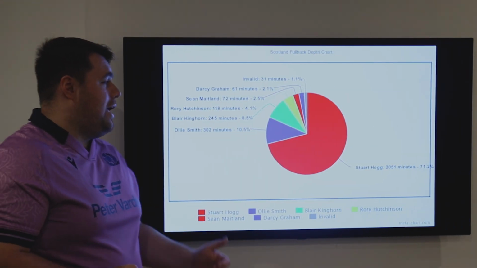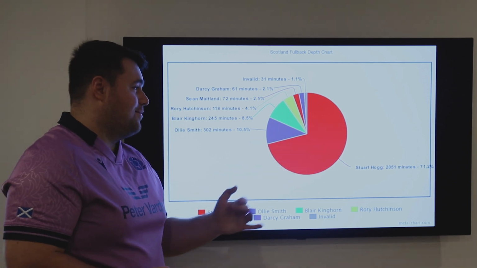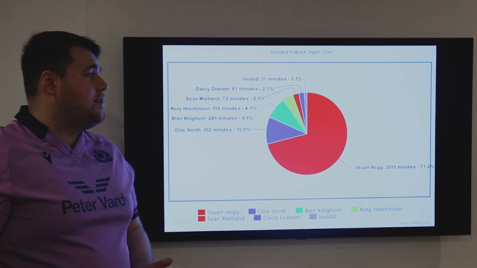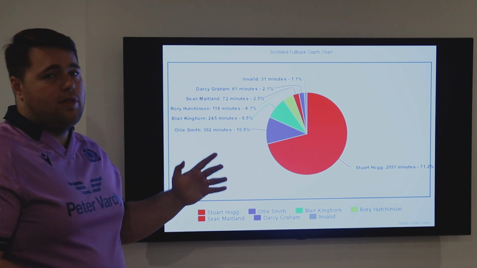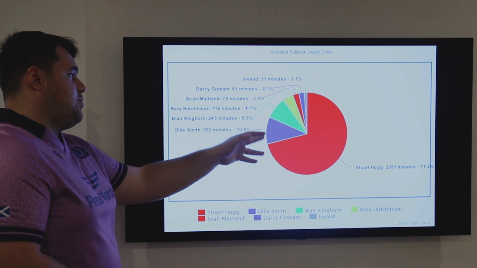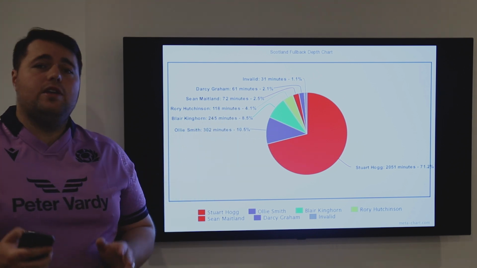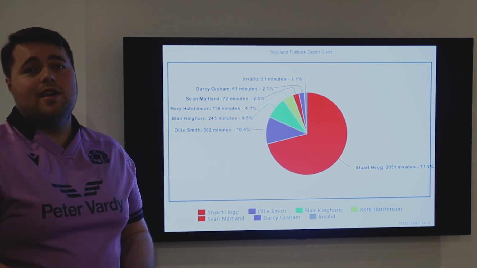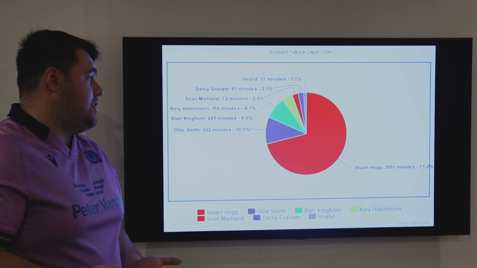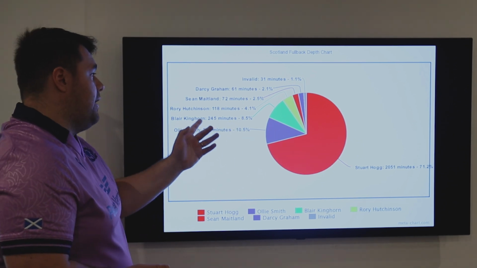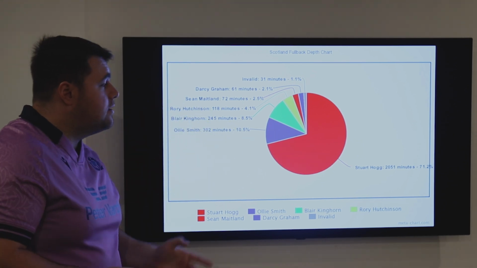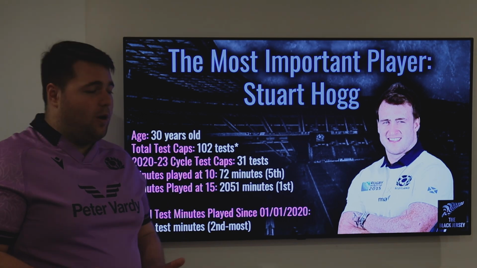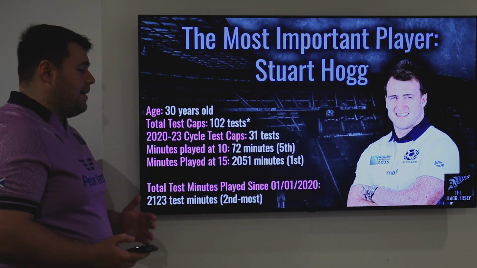We now go over to fullback. Stuart Hogg. To finish off this video, I'm going to talk about why he's the most important player, but I do want to highlight the fact that there is at least depth. We see Ollie Smith, though he's very inexperienced, coming in at second place, so he knows his place in this team. The coaches consider him to be the second choice, and the minutes are now reflecting that position. Blair Kinghorn's played a few as well, as has Rory Hutchinson and Sean Maitland, but Stuart Hogg, man, he is irreplaceable.